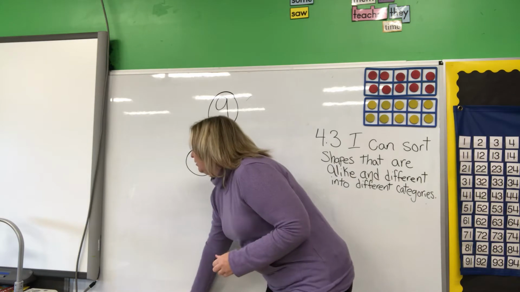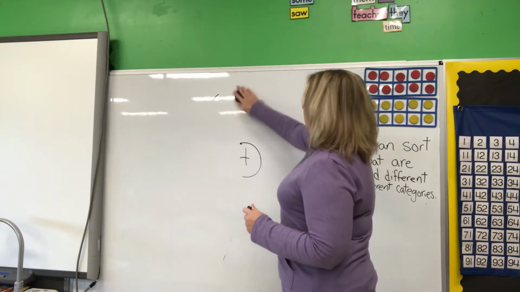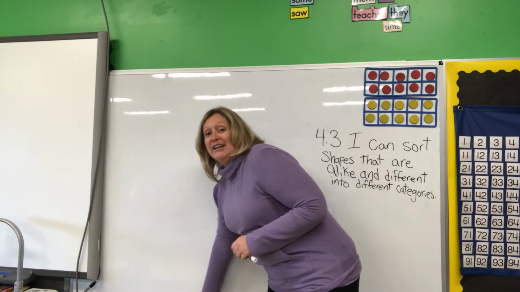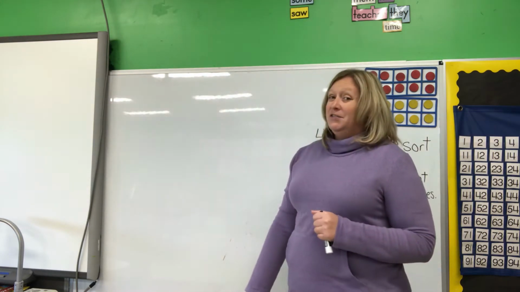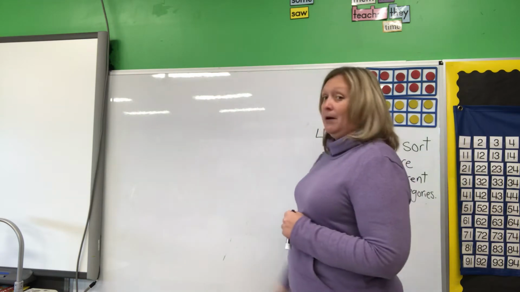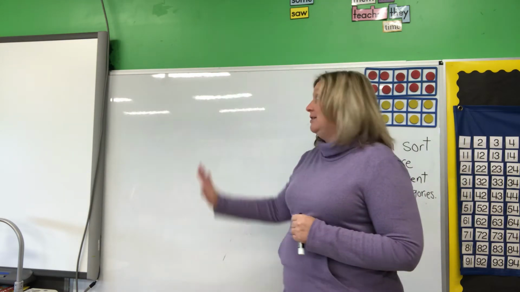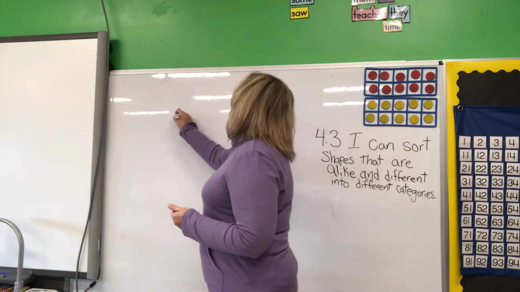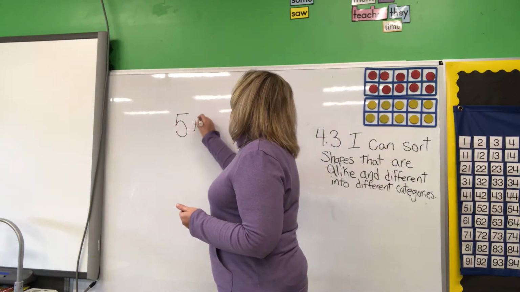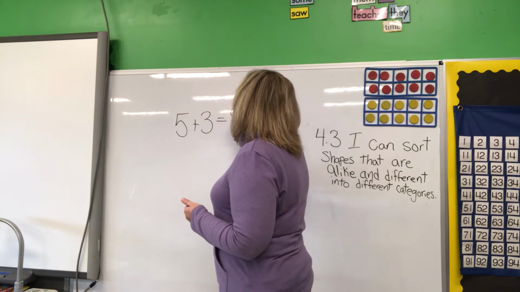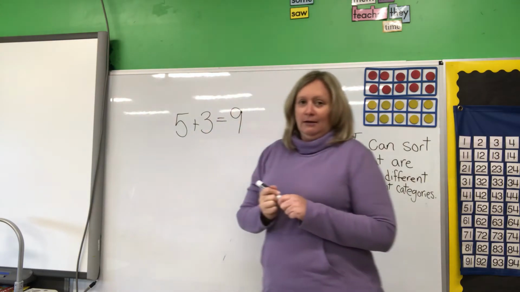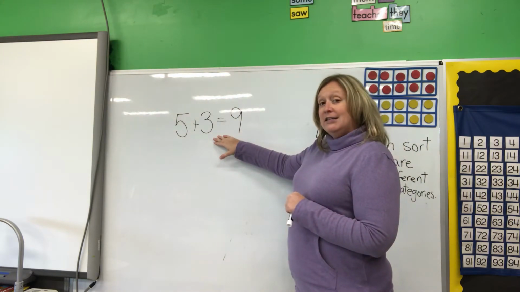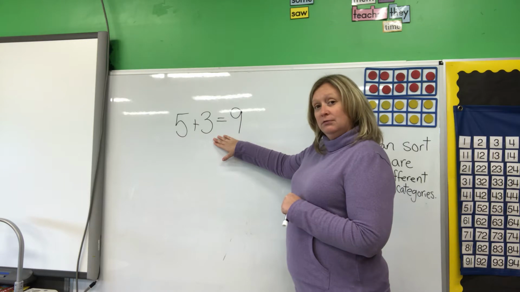The next thing I want to review is true and false. If something is true, it means that that answer is correct. If something is false, remember I could have a problem up here with the wrong answer. So that problem would be false or incorrect. So let's look at this one. 5 plus 3 equals 9. I want you to pause the video, work this out, and decide whether you think that is true or false.